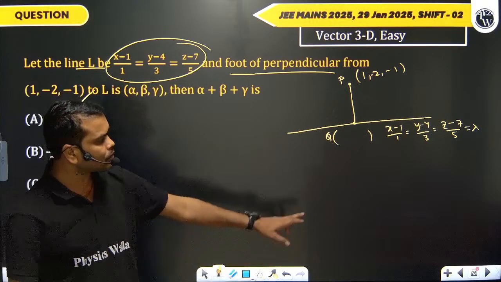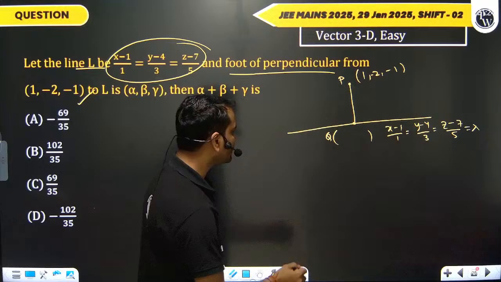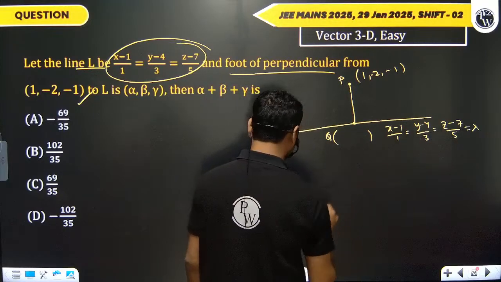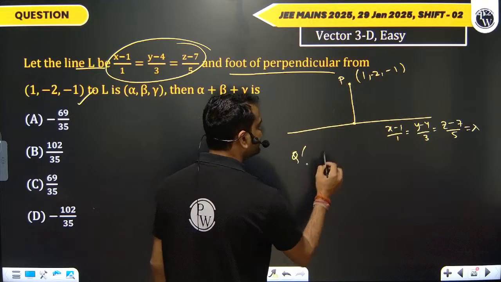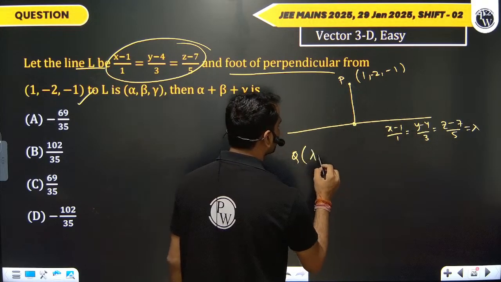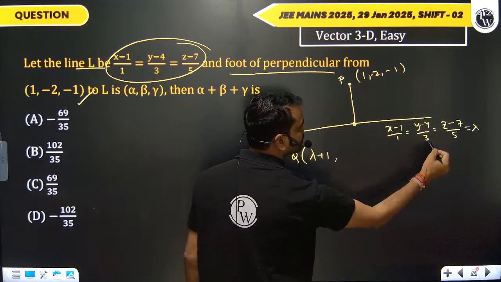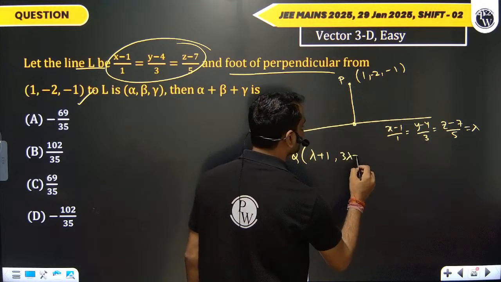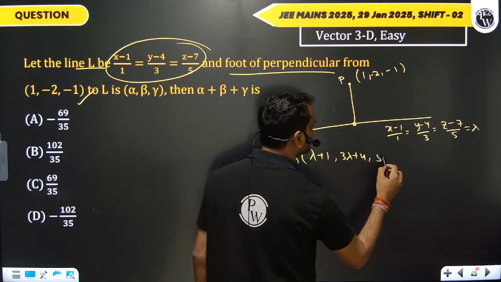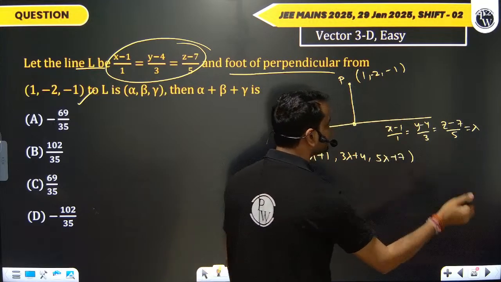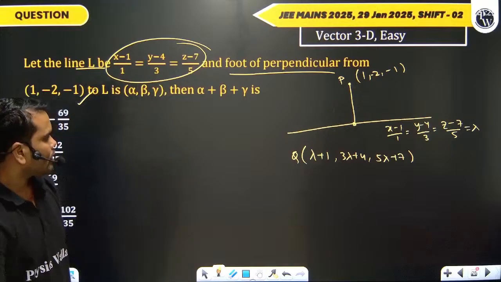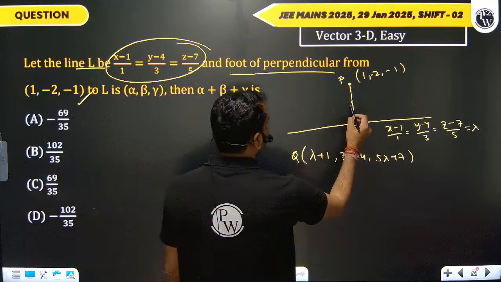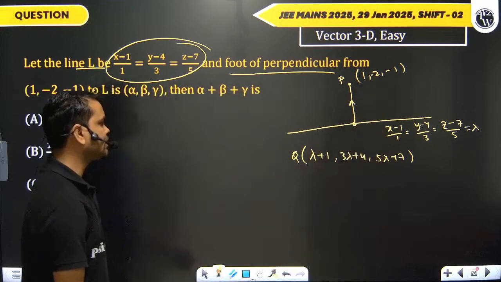So any general point if you take on this line, what is going to come? I am writing Q here. Any general point will be lambda plus 1, and then 3 lambda plus 4 for the y coordinate and 5 lambda plus 7 for the z coordinate, right? Now we will calculate this vector PQ.